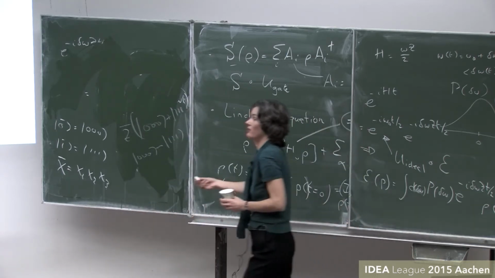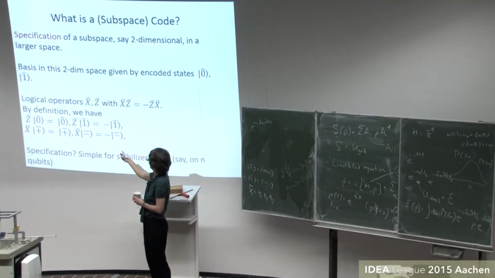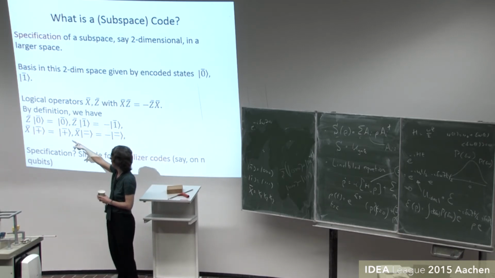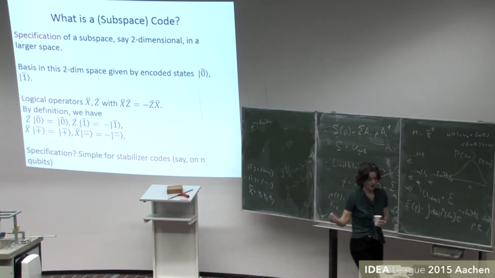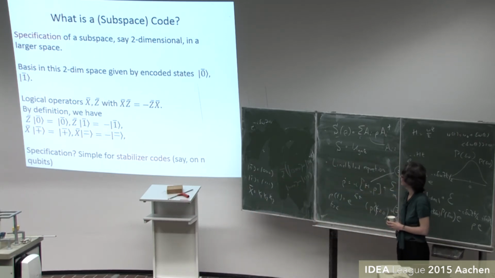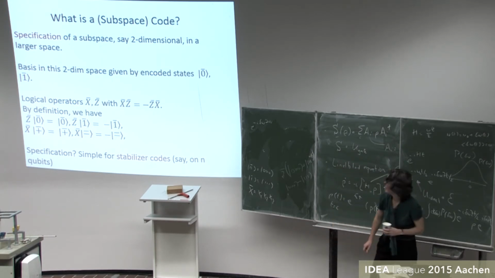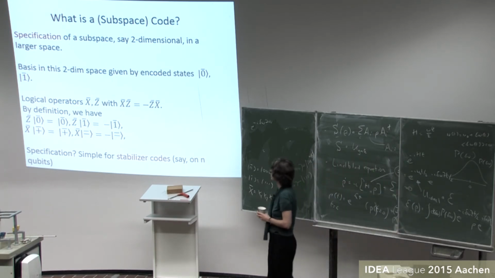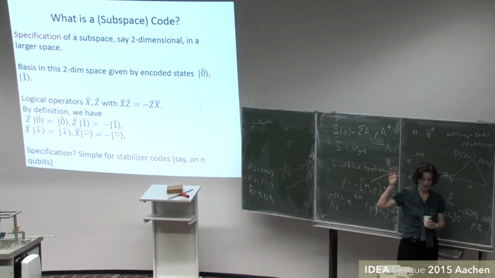Because by definition, it has to map the plus state onto the minus state, or you could say the 0 and the 1 are eigenstates of the logical z with plus or minus eigenvalue. I will come to some of these things later when we discuss some more complicated codes. So for now, the code is just a specification of a subspace.